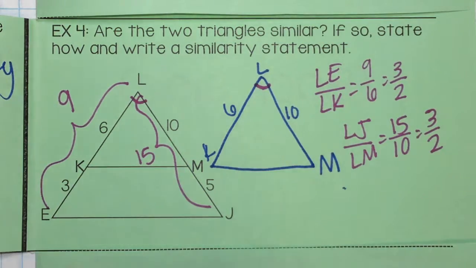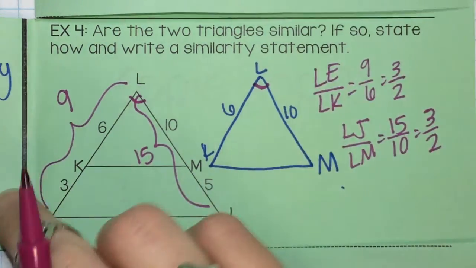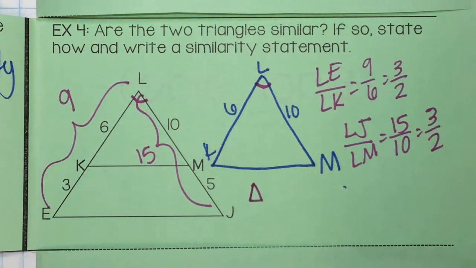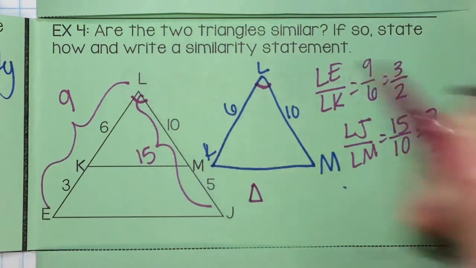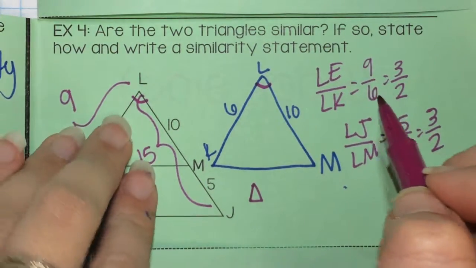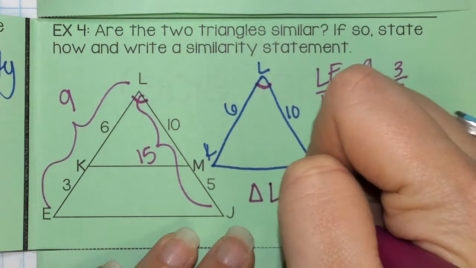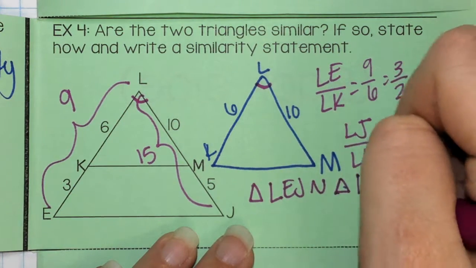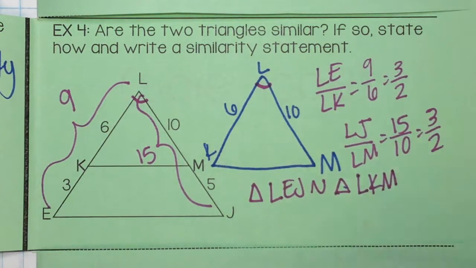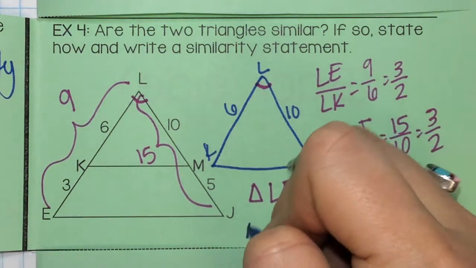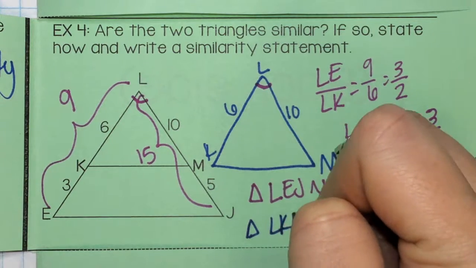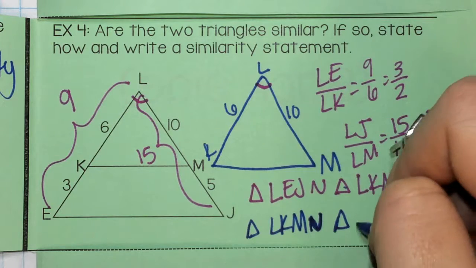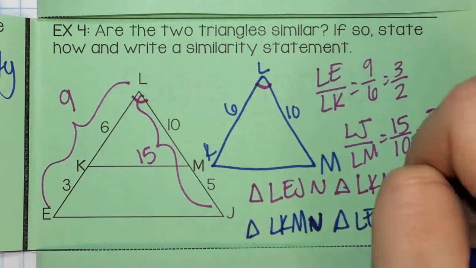Now, if you did the big triangle to the small triangle, this is your similarity statement. If you did small to the big, do not write this. So big triangle to the small, triangle LEJ is similar to triangle LKM. Now, if you got 2/3, you're going to go the other way. LKM is similar to LEJ.